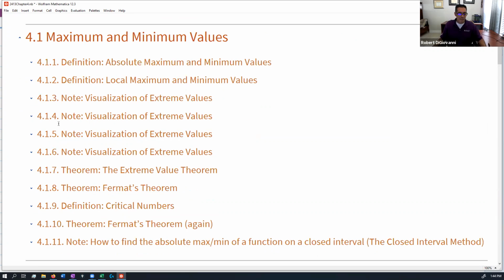We're talking about maximum and minimum values of a function. So there's a lot of definitions here. Don't sit here and try and copy this all down. You have access to all this. So let's just make sure you understand visually what's going on.